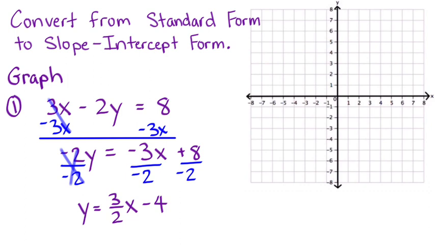Now I can graph this very simply. This is, again, why fractions are our friends and they're nothing to be scared about. I start at my y-intercept of -4, and then I go up 3 and over 2, up 3 and over 2, right? I'm just going up 3 right here and over 2, up 3 and over 2.